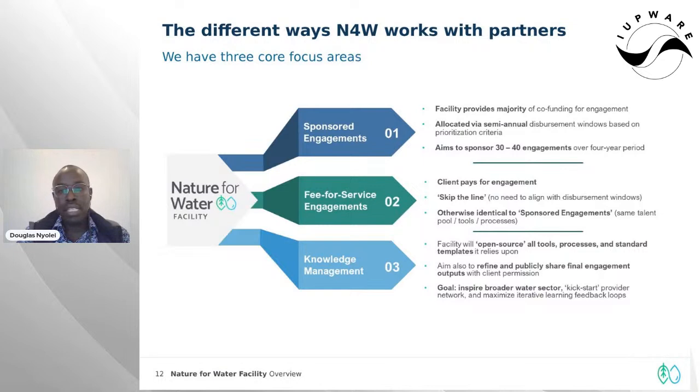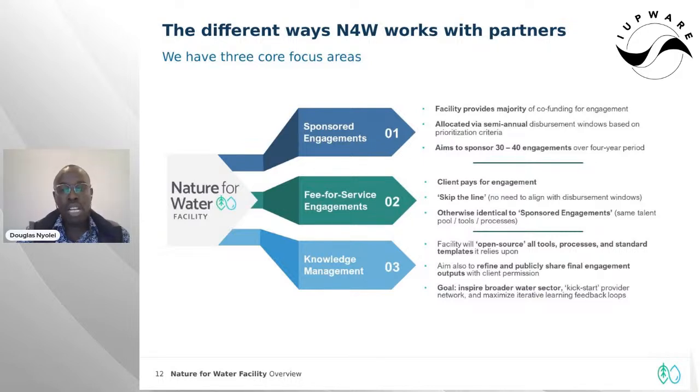But in some cases, the client comes to us and says, I cannot wait for the 6 months or the calls for proposals, but then I have my money and I need you to be able to support us with building a watershed investment program. So what we do, we support them by building a watershed investment program, but at their cost.